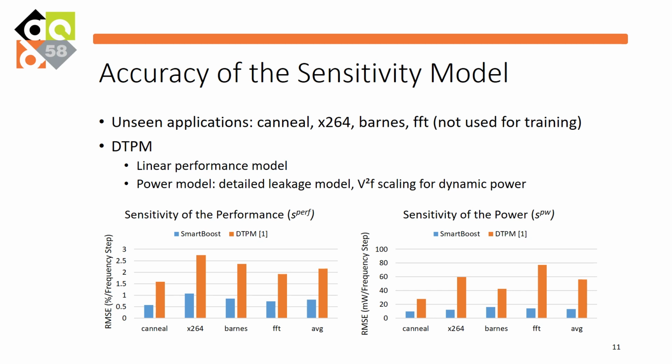DTPM has a very detailed leakage model, but uses simple V²F scaling for the dynamic power, not taking into account that the switching activity changes with the frequency. We observe that the model in SmartBoost also has a much lower prediction error for power, which is only 13 mW per frequency step on average. These experiments show the benefits of using a neural network model for estimating these metrics. This comes at the cost of a slightly higher runtime overhead. Nevertheless, the runtime overhead of SmartBoost is less than 1% and therefore negligible.